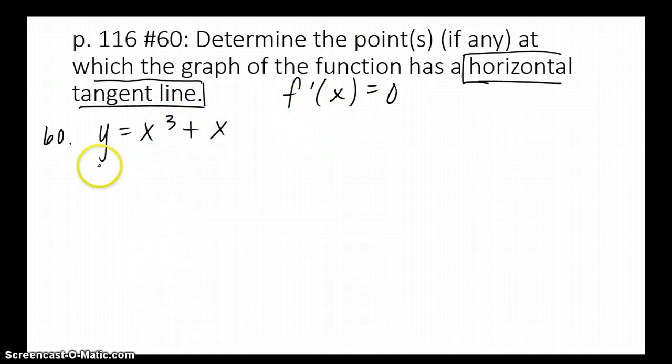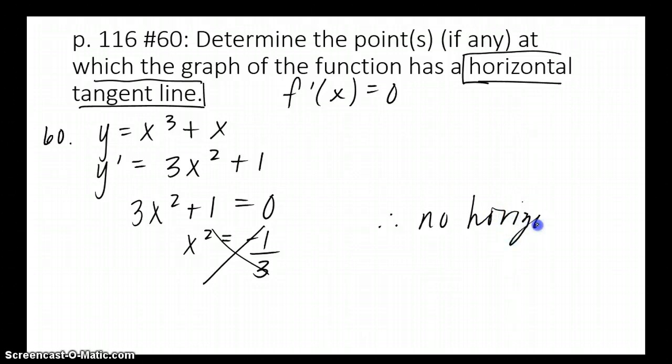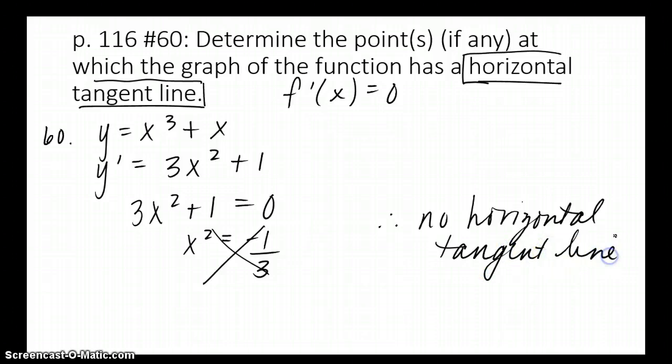So I need to find the derivative of my function. y prime, using my power rule, 3x squared plus 1. A horizontal tangent line exists if the derivative is equal to 0. So subtracting 1 and dividing by 3. Attempting to solve this wouldn't work. So what's our conclusion? There's no horizontal tangent line to the given function.